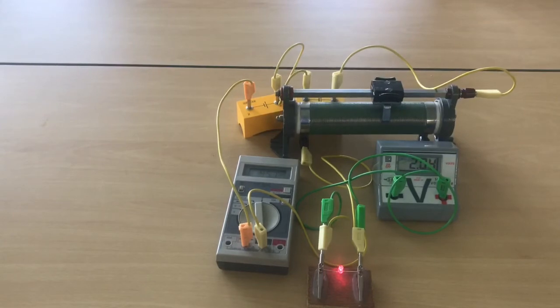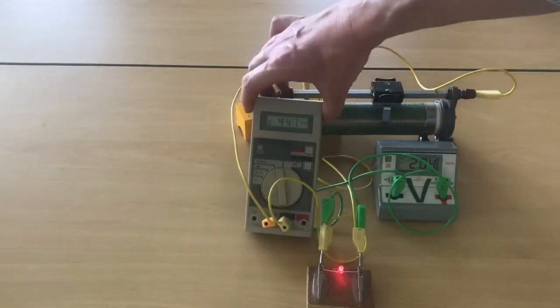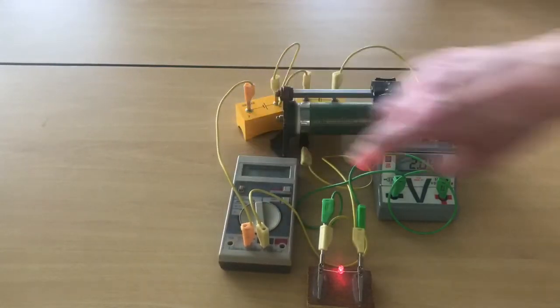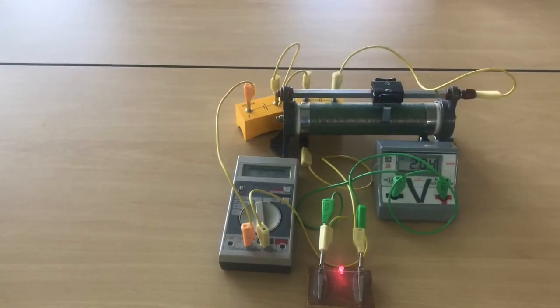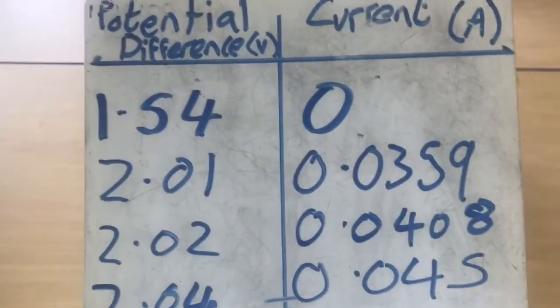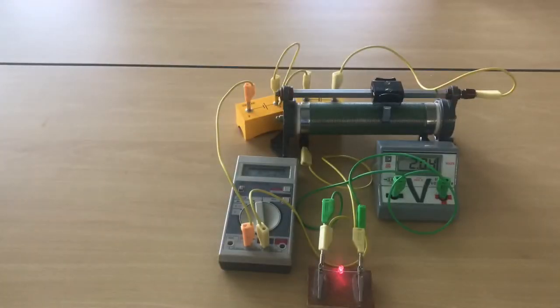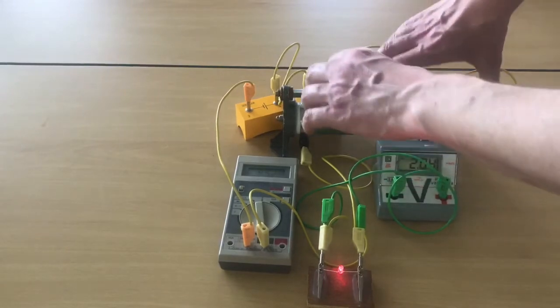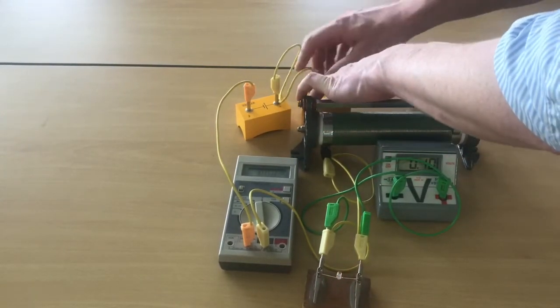See our potential difference has gone up now to 2.04 volts. And if I show you that ammeter, you can see our reading is now at 45 milliamps. So 0.045 amps. Just like before, you will continue to take readings until you have the slider all the way over to the left hand side, and then once you've done that, you're going to disconnect your circuit.